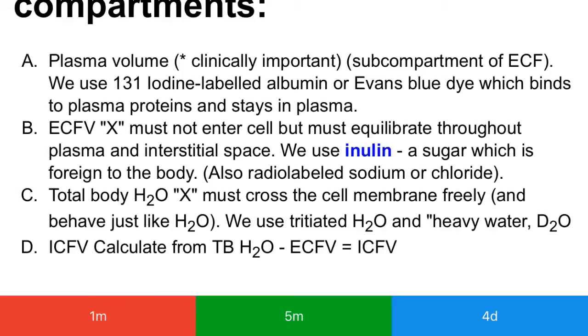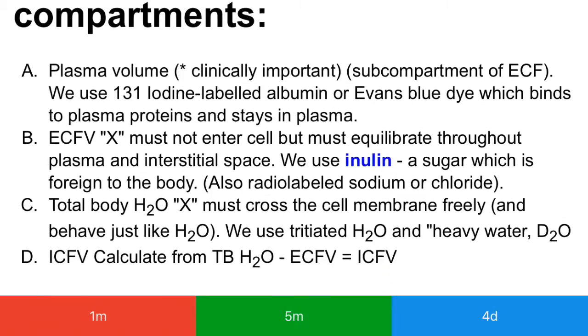So you do plasma volumes. There are different ways to measure. You could inject the plasma volume with iodine-131 labeled albumin or Evans blue, and in addition to that, you could do the inulin. Then you subtract the plasma volume from the inulin, and that would give you the extracellular fraction.